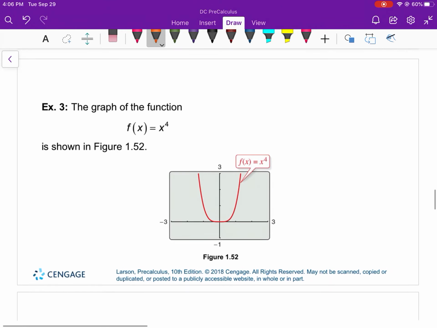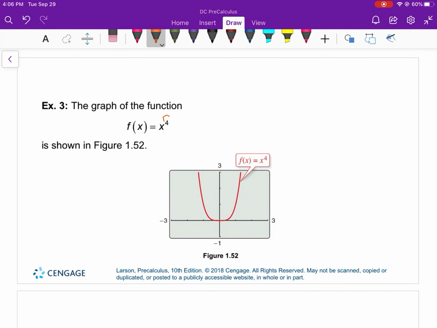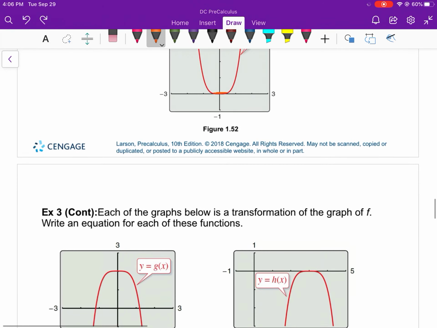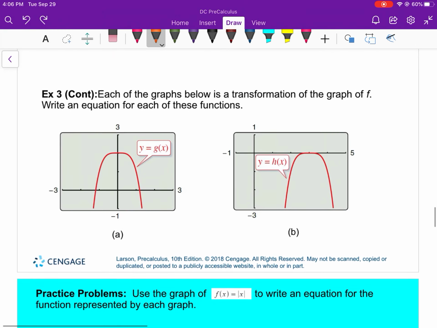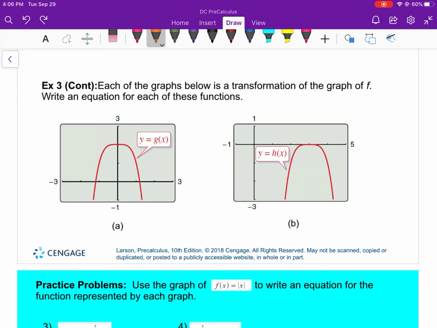All right, now as you get into higher powers of x, they all mimic each other. So the even powers are all going to look like parabolas. It's just the higher you go in power, the flatter the curve gets at 0, 0. So you can see here that this one's pretty flat, and that's because it's to the 4th power. So we're going to use x to the 4th as our parent function, and we're going to try to write an equation for each of these.